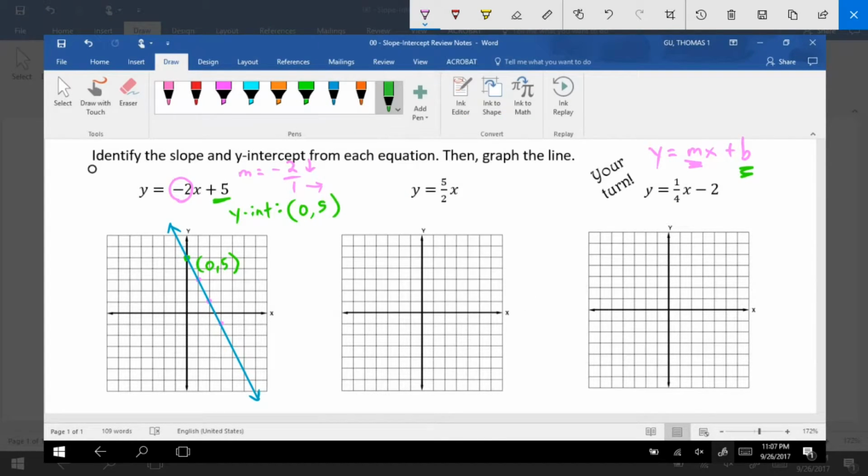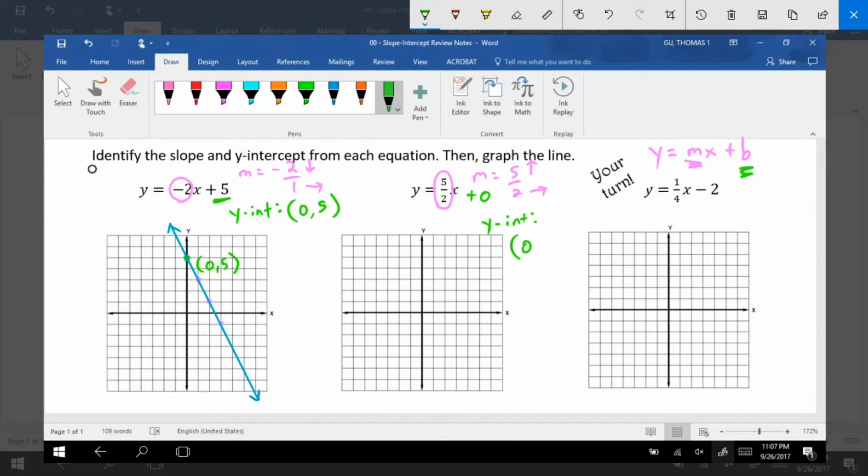Where's the slope right here? Okay, it's right in front of the x. There it is. M equals 5 over 2. That's our slope, so we're moving up 5 over 2. But wait, where's my y-intercept? It's not written there. There's no plus b. Well, if it's not written there, then that's the same thing as +0, right? We don't need to write +0, so it's just assumed there. So our y-intercept is gonna be 0.